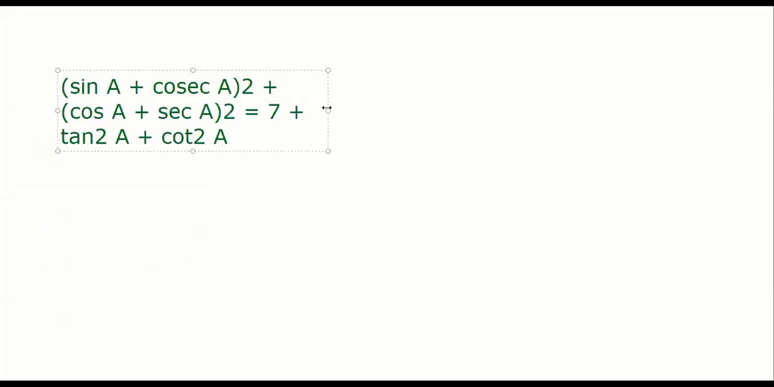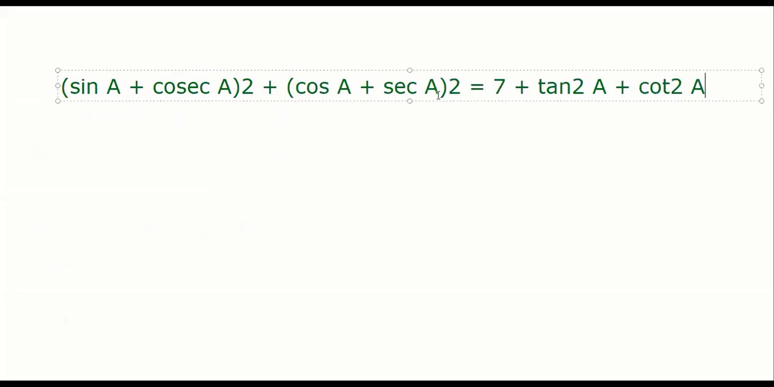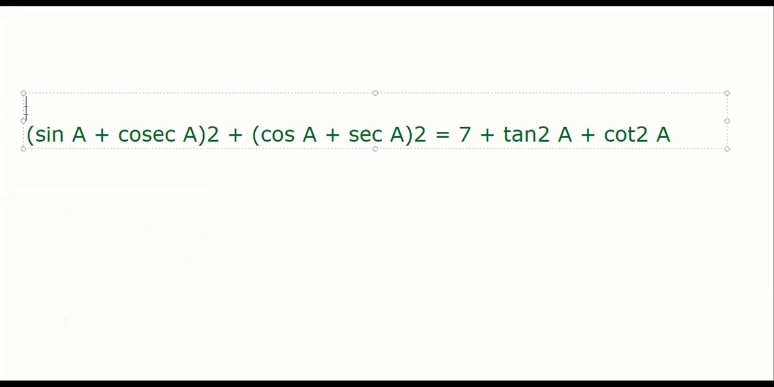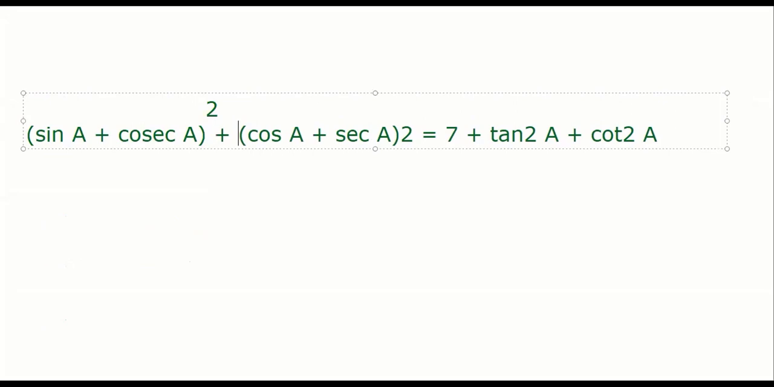See, trigonometry is about how well we can use our trigonometric identities and ratios. The question is this: it's not like this, squares are there. Square. Tan square A, it is not 10 to A, it is tan square A plus cot square A.